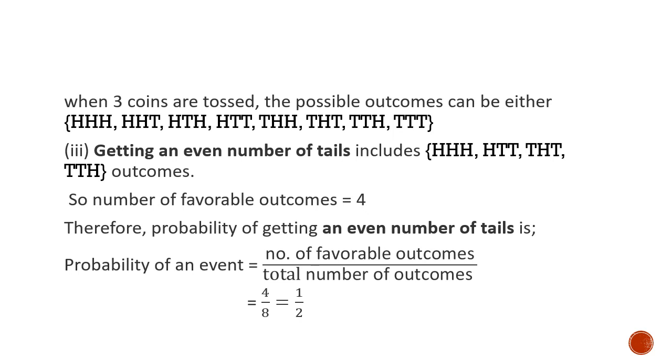Let's check the second one. Getting an even number of tails. Alright, what do we want? Even number of tails. That means out of these total 8 possibilities, we want to find only those possibilities where there are an even number of tails. Even number as in the number of tails would be 2. Next 4, 4 is not a possibility because we have only 3 coins being tossed.